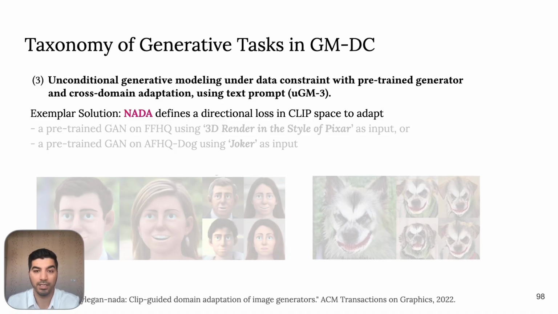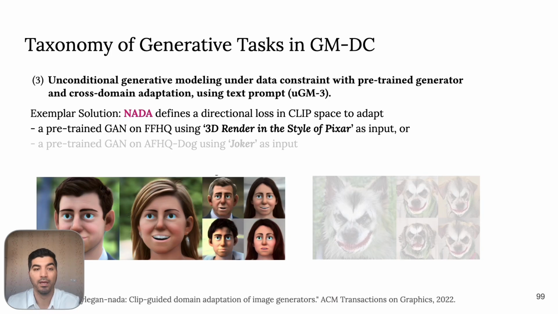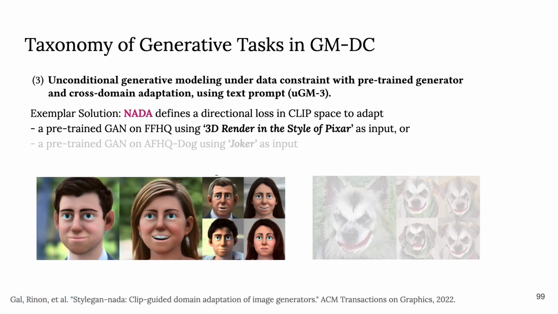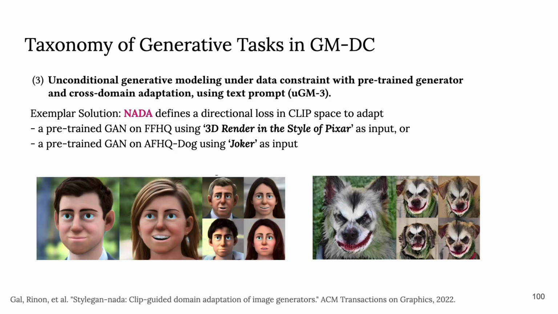It defines a directional loss in CLIP space to adapt, for example, a pre-trained GAN on FFHQ using "3D render in the style of Pixar" as input. And you can see the results. So the generated images are indeed in the style of Pixar. Or it can adapt a pre-trained GAN on AFHQ dog using "Joker" as input. Now we have this image of the dog, but we add this style of Joker on top of it.